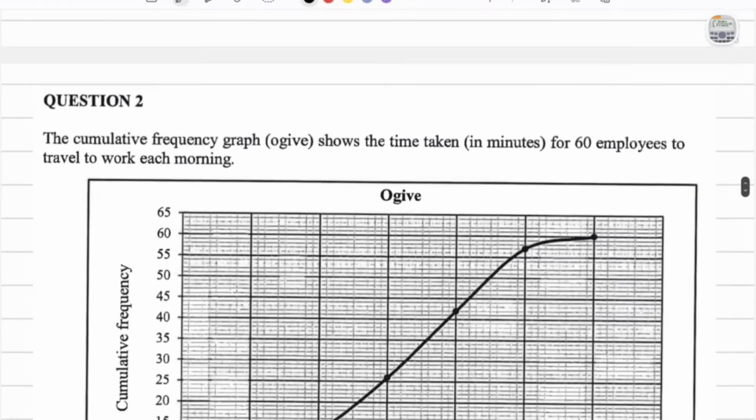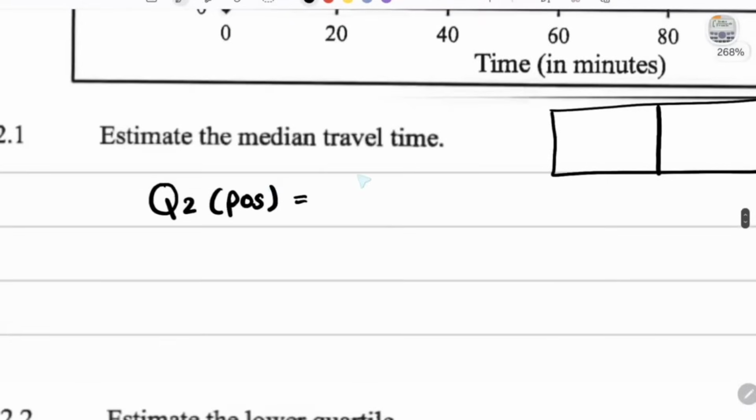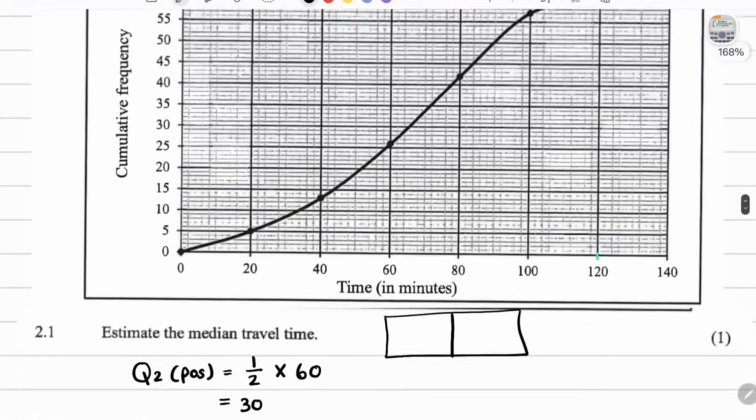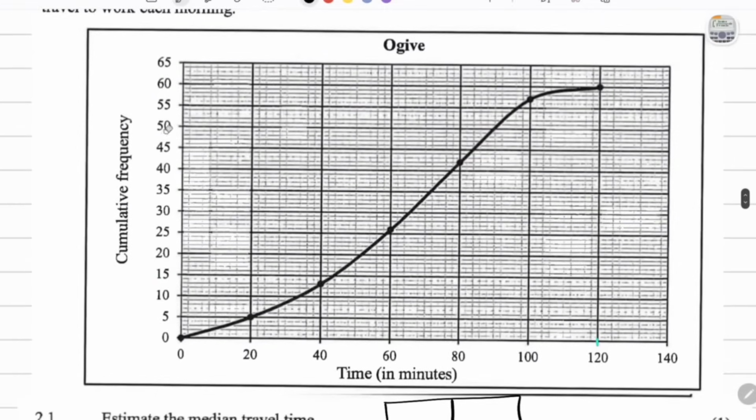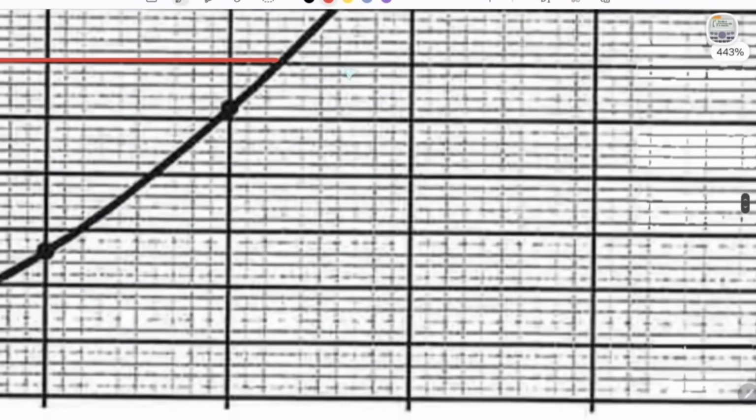With 60 employees, to find the median position, we know it is half of that data set, half of the 60 people, and that is going to be 30. So by 30 people, now we're going to go on our ogive, and this represents the people. We go to 30 here, and we're going to run until we hit the line. And once we hit that ogive, we will go down.